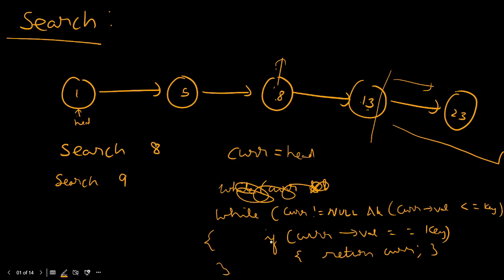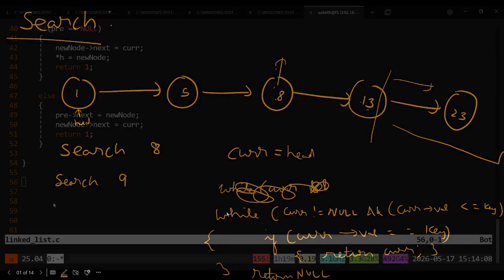This is my while loop. And in case it fails, we don't get it. Let's just return null to say that we didn't find it. That's it. Very easy for the search function. It's very straightforward. So now let's code it. It's pretty easy.